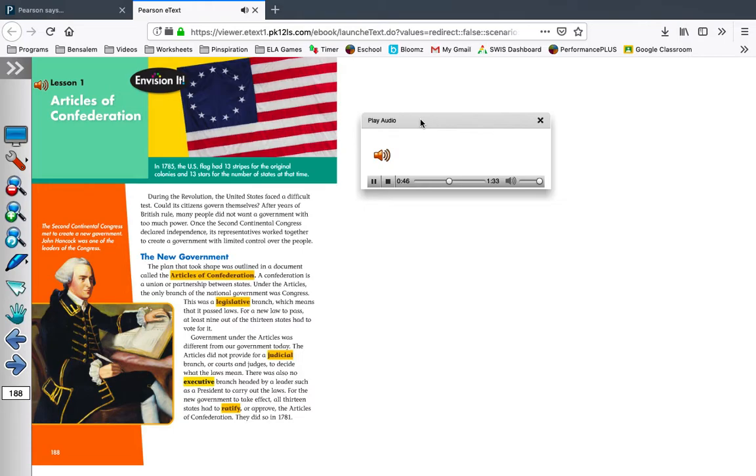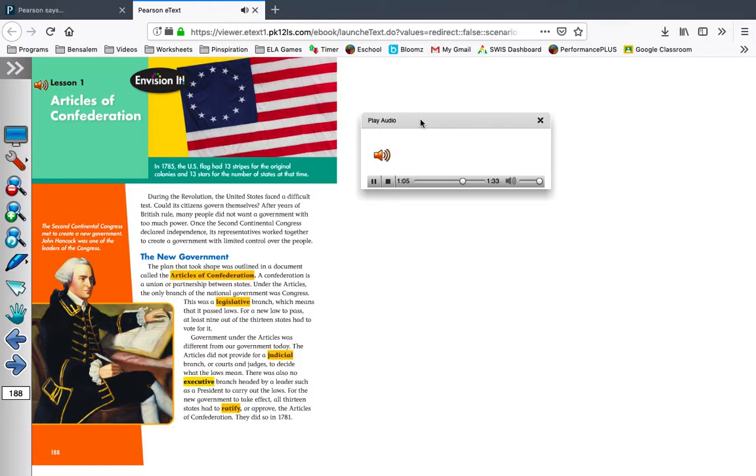A confederation is a union or partnership between states. Under the Articles, the only branch of the national government was Congress. This was a legislative branch, which means that it passed laws. For a new law to pass, at least 9 out of the 13 states had to vote for it.